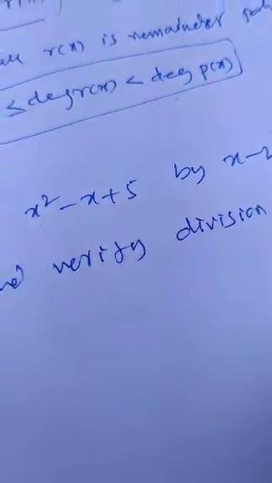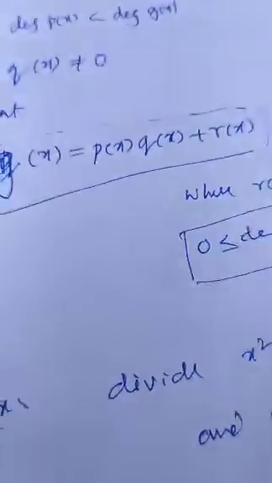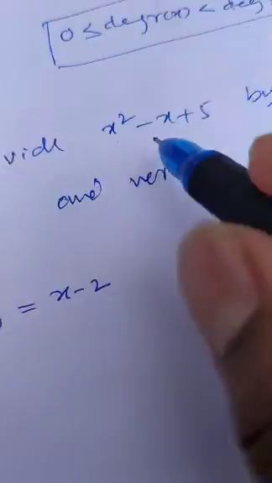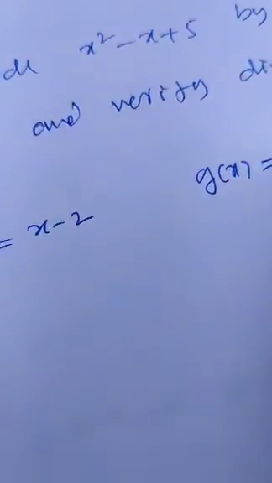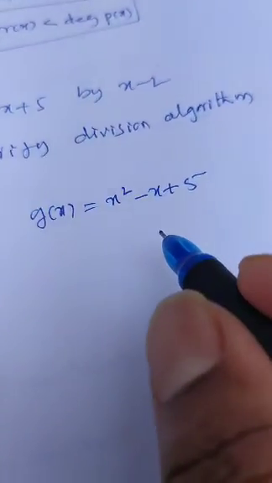After dividing x square minus x plus 5 by x minus 2, you will get some quotient polynomial and some remainder polynomial. After getting them, you have to verify this relationship. For that, I am taking the divisor x minus 2 as p of x and the dividend x square minus x plus 5 as g of x.